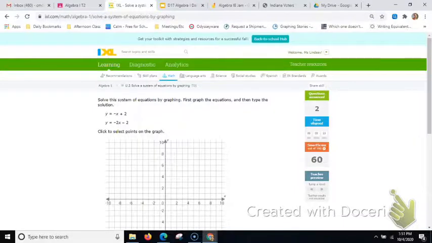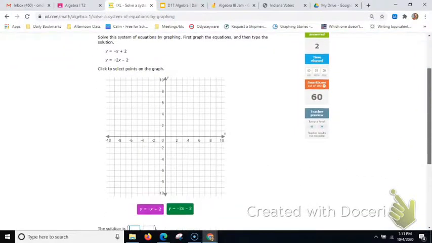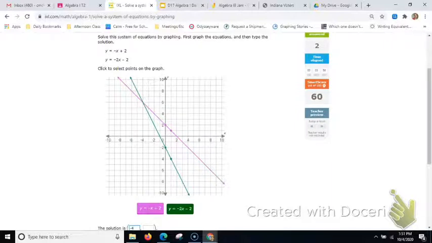Okay, so I guess I need to show you one of these. So here I'm starting at 2, and then remember -x is -1, so we're going to go down 1 and right 1. And if it was just x, I'd go up 1 and right 1. Then get my green line, -2, down 2, and over 1. And then where do they cross? That's my solution. They cross at (-4, 6).